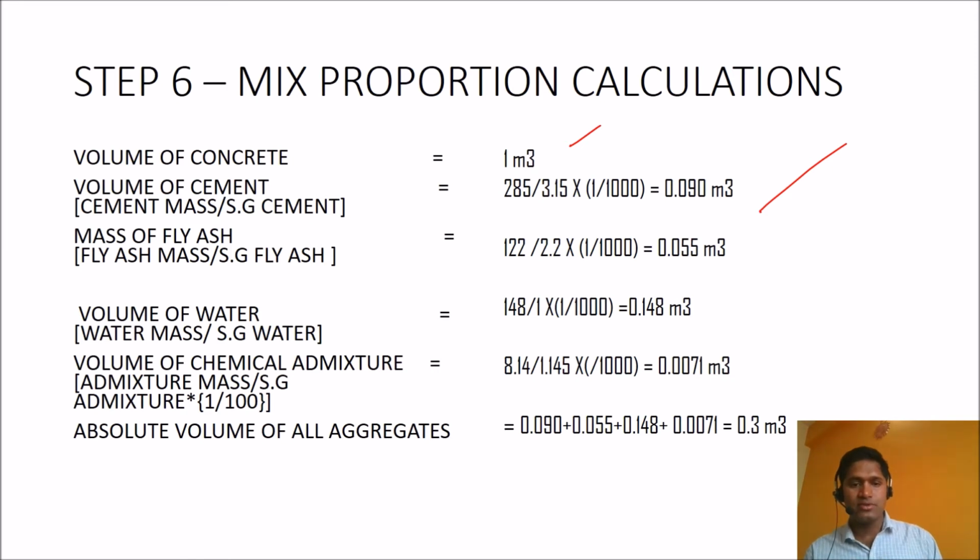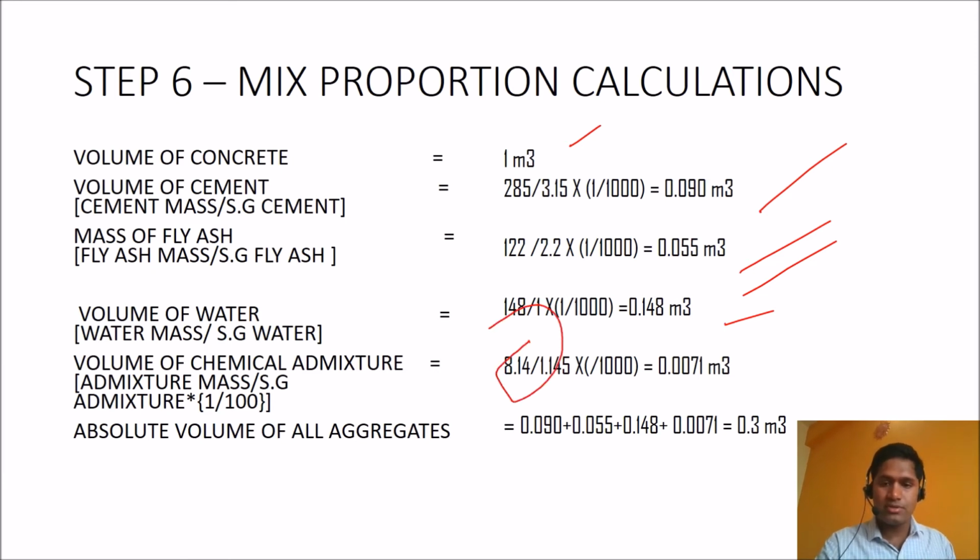Again, volume of fly ash equals mass of fly ash divided by specific gravity of fly ash, divided by 1000, because you are converting into meter cube. So it becomes 0.055. Again, water is 148 divided by 1, specific gravity of water is 1, 1 divided by 1000. It becomes 0.148.